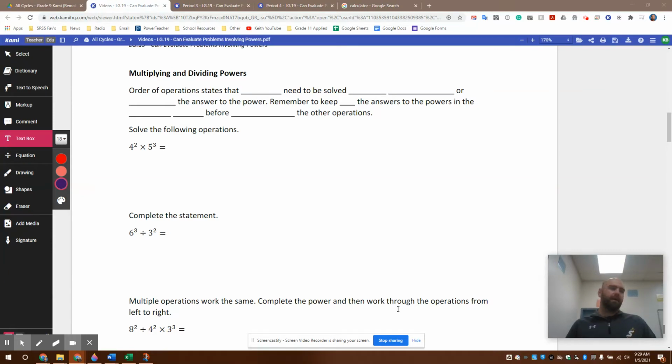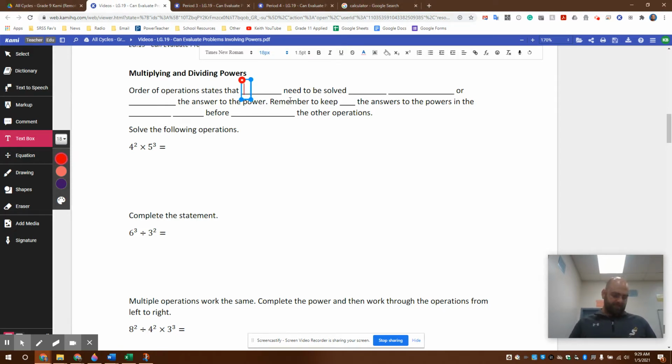Let's take a look at multiplying and dividing powers. Now, when we did adding and subtracting powers, it was very important that we did the power first, and then we would solve the solution. When it comes to multiplying and dividing, it can be done a little bit differently, which we'll take a look at in learning goal number 20. But for today, we're just going to solve it in order of operations the same way that we normally would. So let's take a look at multiplying and dividing of powers.